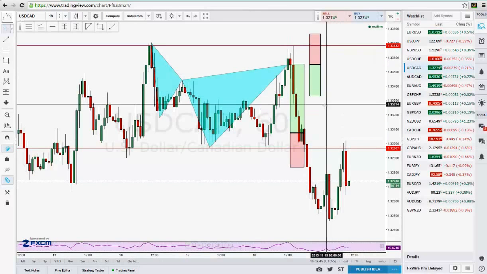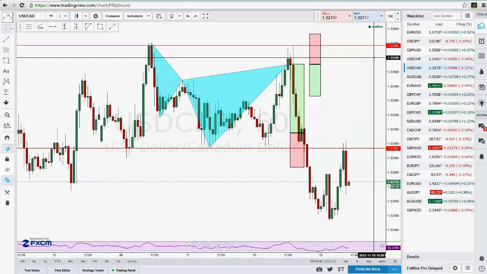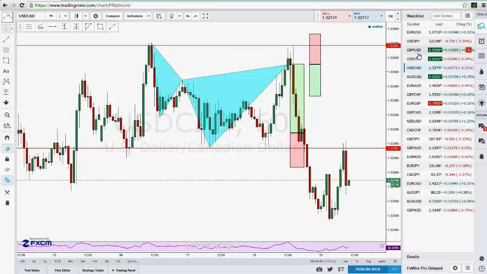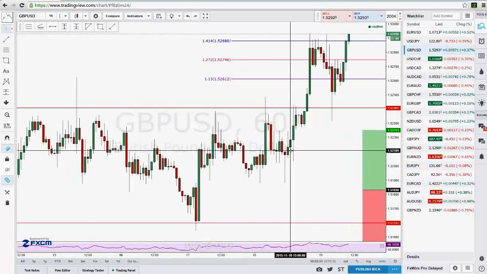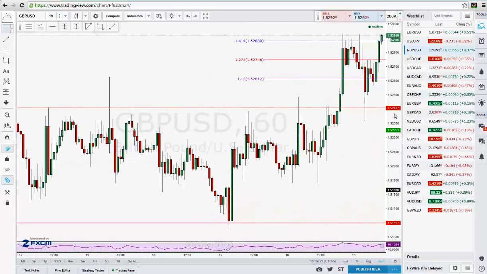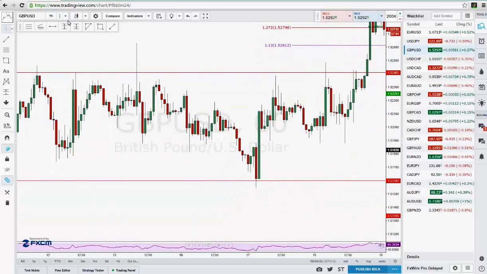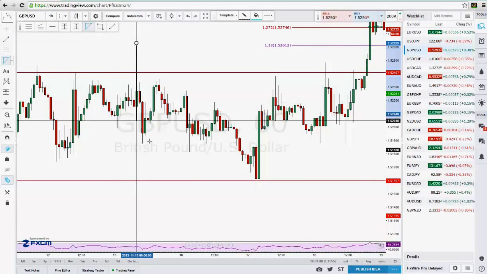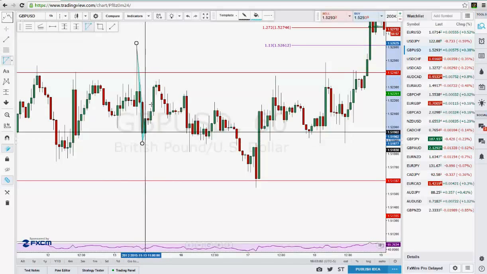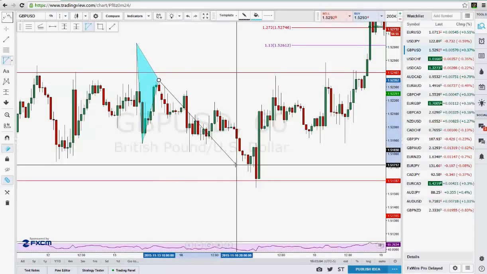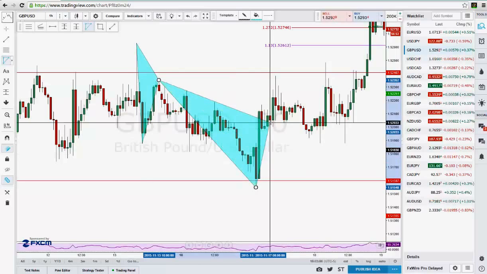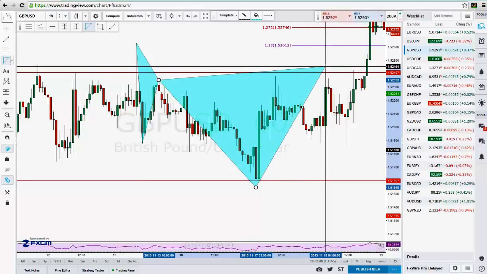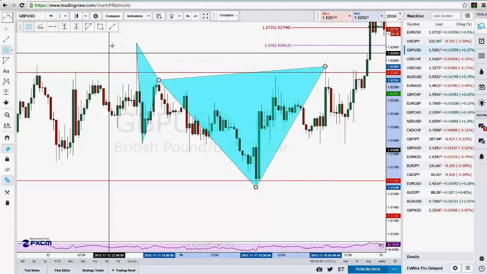But anyway, moving on to the next pair, we'll take a look at the pound dollar, which gave us a very nice cipher pattern as well here. And it came in like X to A to B, B to C, and CD completion somewhere around that area.